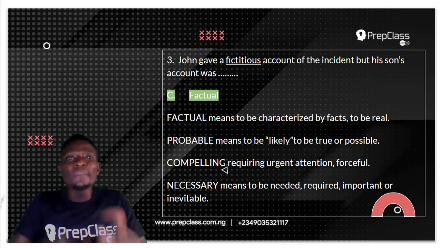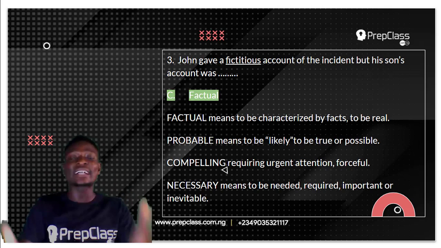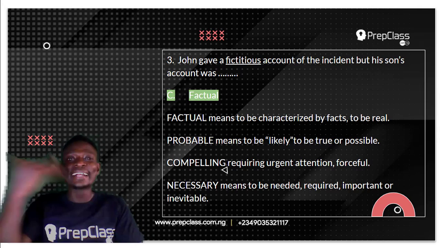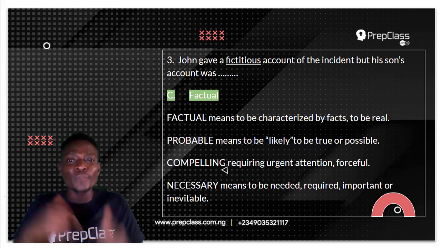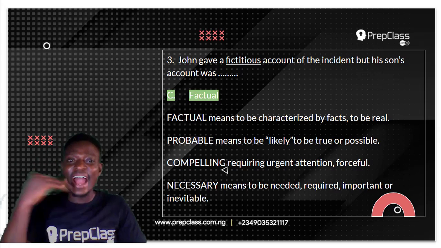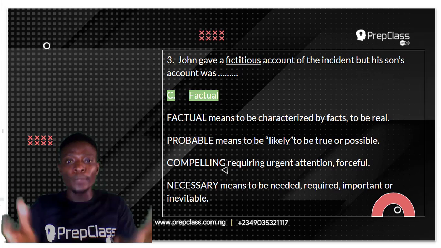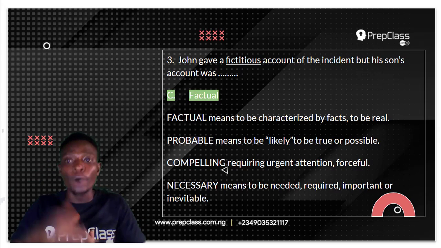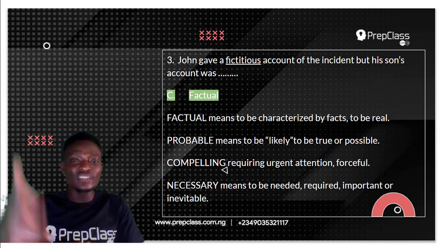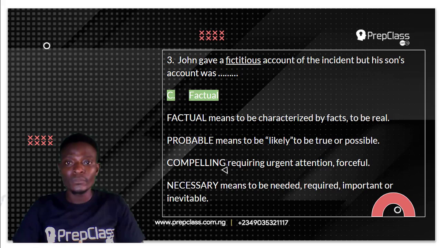Now, factual means to be characterized by facts, something that can be backed up by facts, to be real. Remember, fictitious means to be unreal, imagined, or invented. So, factual is the answer to this question. So, probable means to be likely to be true or possible. Now, emphasis on likely. So, this is not the opposite of fictitious.